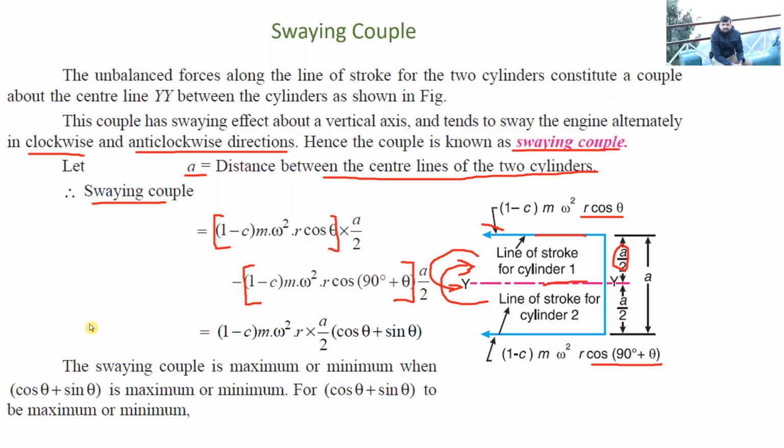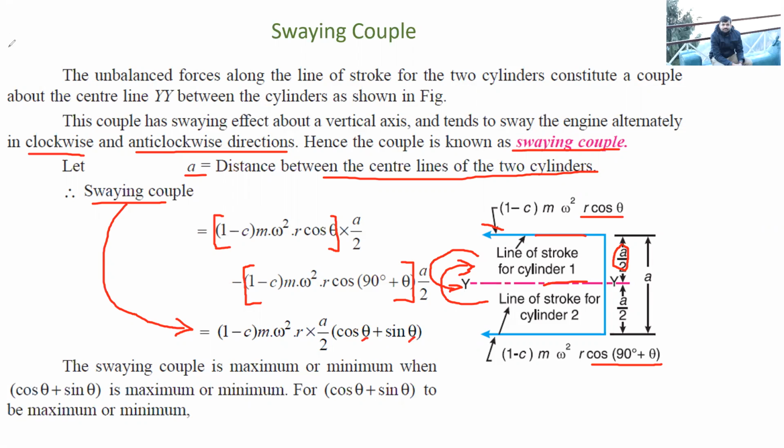So again, this entire thing will come common, and as you know, cos(90 + theta) is equal to minus sin theta. That minus sign is taken inside, so it becomes positive. So we get cos theta plus sin theta. This is the total value of the swaying couple. This much swaying couple will be produced, so at any given value of theta, we can calculate the amount of swaying couple.